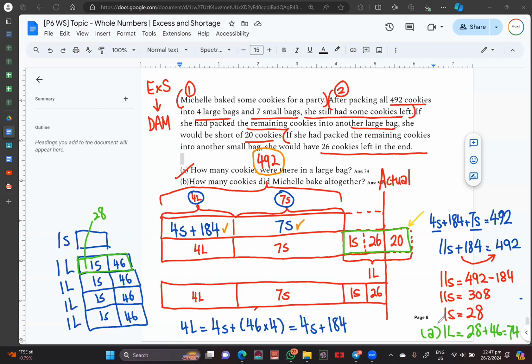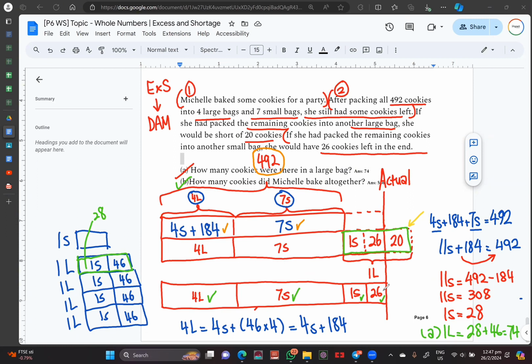Once I'm done with A, I can move on to B. B says, how many cookies did Michelle bake all together? That means they want us to find all the way until the actual line. I say that again, they want us to find all the way until the actual line. So where is the actual line? The actual line is over here. Which model are you going to use? Up to you. But you need to try your best to use the easier model, and I say that the easier model is the one that is over here. You just basically have to find this, this, this, and this, 26. You add everything up together, that is the number of cookies that Michelle baked all together.